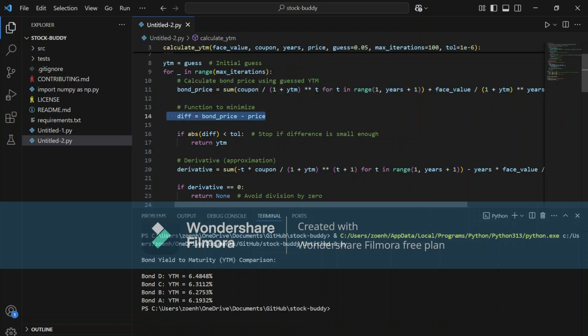Moving on to this. Diff is the difference between the bond price and the price. So that's what that function does. It finds a difference between them. If the difference is 0, we found the correct YTM. If the difference is very small, we'll return the YTM here. This means that our guess is good enough.